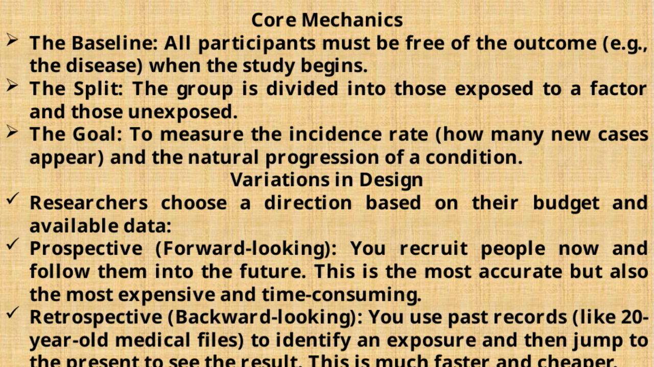Finally, there's the distinction between open and closed cohorts. A closed cohort has a fixed membership. No new participants join once the study starts. An open cohort, however, allows people to enter or leave at different times, which can reflect real-world situations more accurately. Connecting all of this back to our overall theme, understanding these core mechanics and design variations helps us choose the right approach for our research questions and resources, ultimately leading to more reliable and meaningful findings.